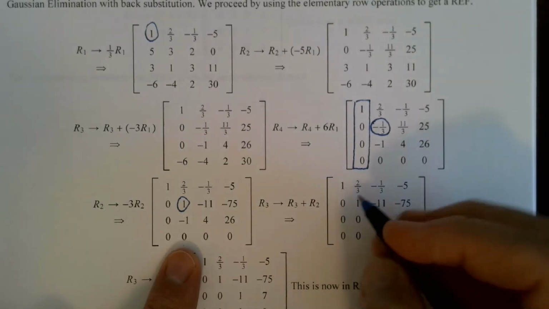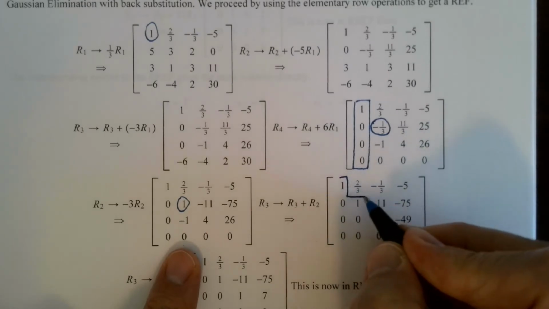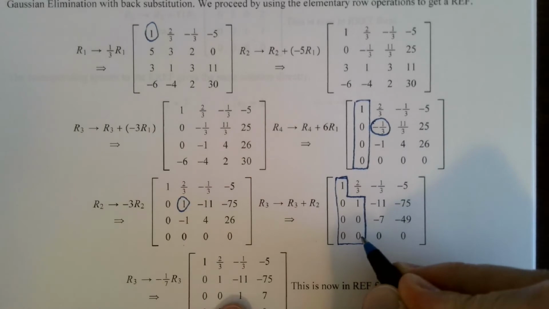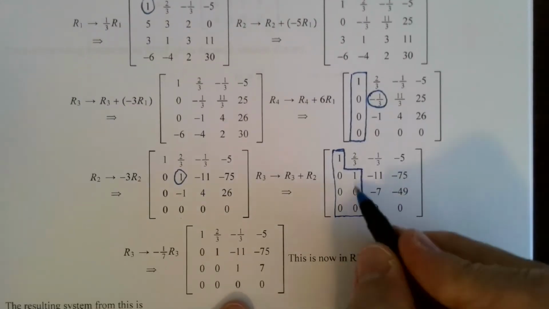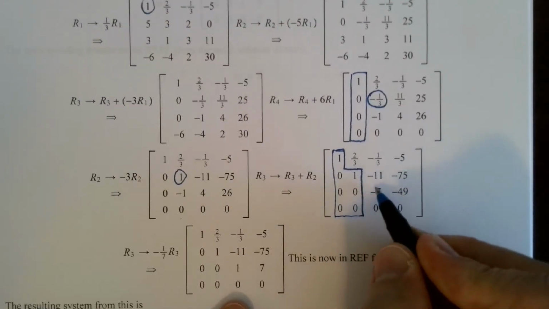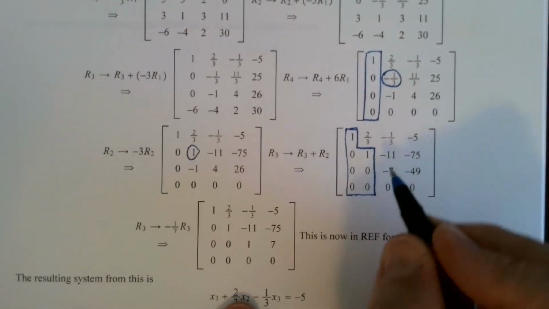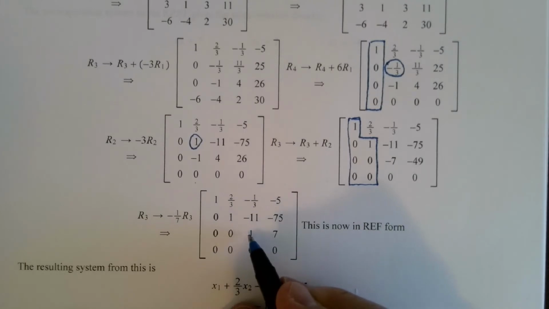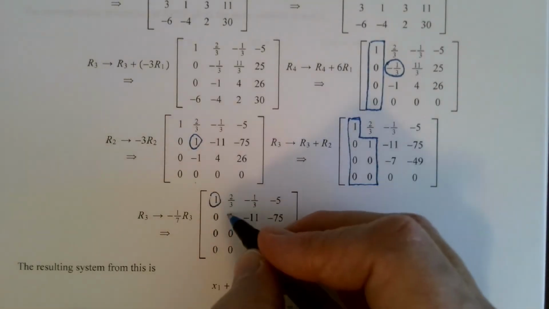So now basically all this stuff here is locked into place. Don't mess with it. That's locked in stone. Now what? Go to the third row, get your leading one here. How do I get a leading one from -7? Multiply by the reciprocal, -1/7. Gives me 1 there. Okay. And at this point, I need to get zeros beneath it, but there are already zeros beneath it. So here are my leading ones.